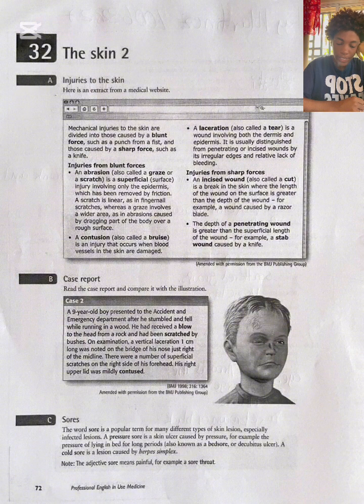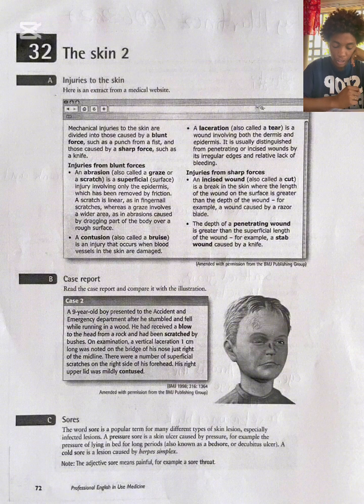Mechanical injuries to the skin are divided into those caused by a blunt force, such as a punch from a fist, and those caused by a sharp force, such as a knife. Injuries from blunt forces: an abrasion, also called a graze or a scratch, is a superficial injury involving only the epidermis, which has been removed by friction.